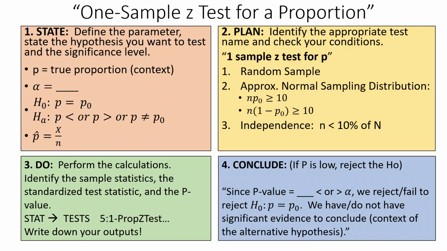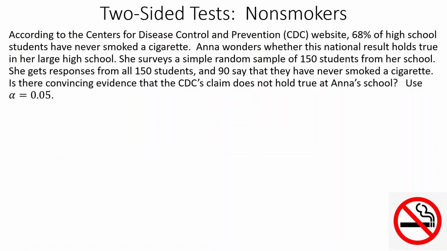All right, so once again, here's our state plan to conclude. So remember, when we're doing a hypothesis test, just like we're doing confidence intervals, you probably just want to put this big old cross on your paper, and then just remember to fill in each section with our stating, our planning, our doing, and our conclusion. All right, so here we go.